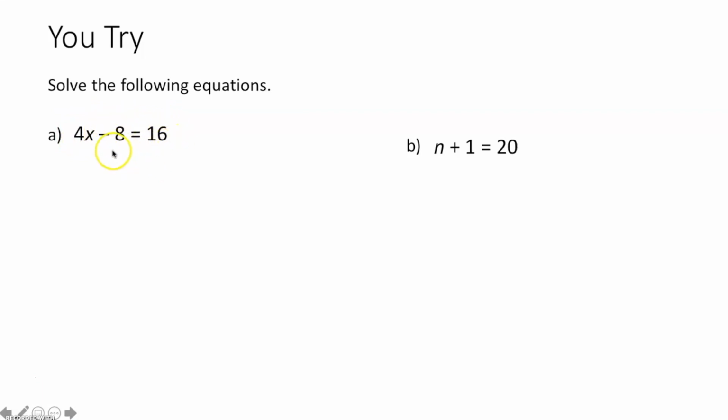We start with anything added or subtracted to our variable, so that would be this minus 8. How do I move a minus 8 to the other side? I do the opposite. I add 8 to both sides. And when I do that, these are going to cancel out. And over here, 16 plus 8 is 24.